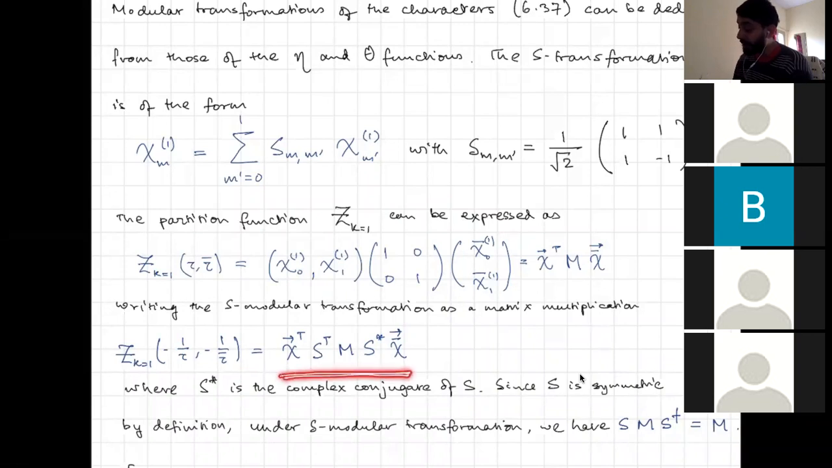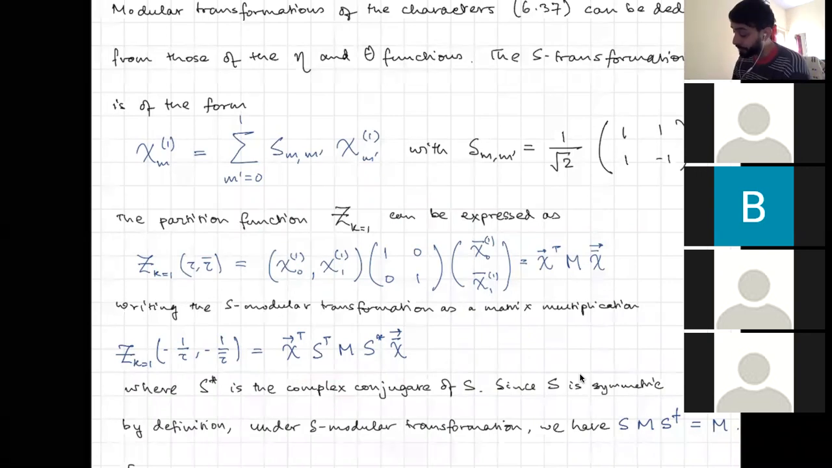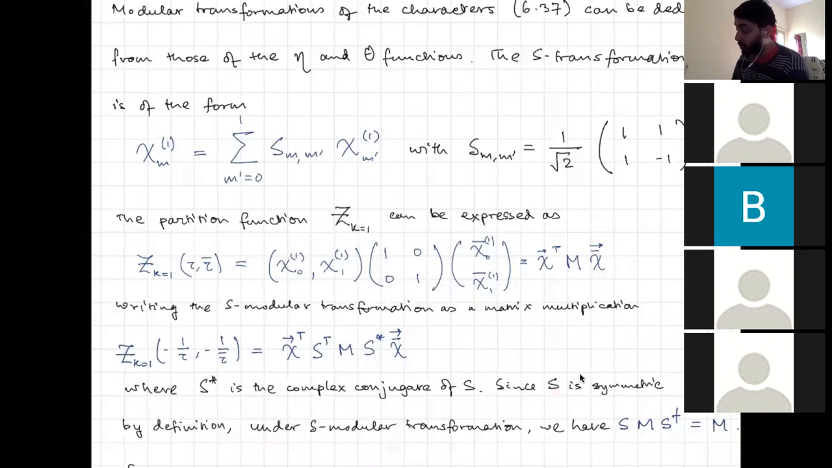Okay, and if you are to now look at how these two are going to be related, if you want to equate this and this, that means S transpose M S star should be equal to M. Also remember, S is a symmetric matrix. So what you have actually is S M S dagger is equal to M.